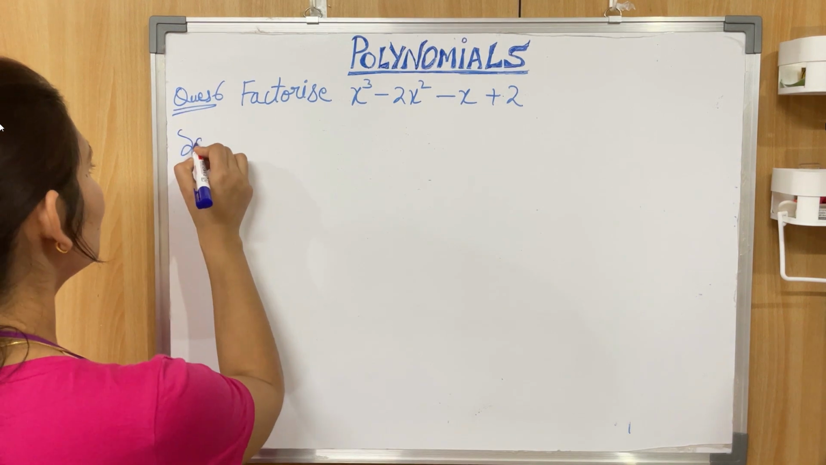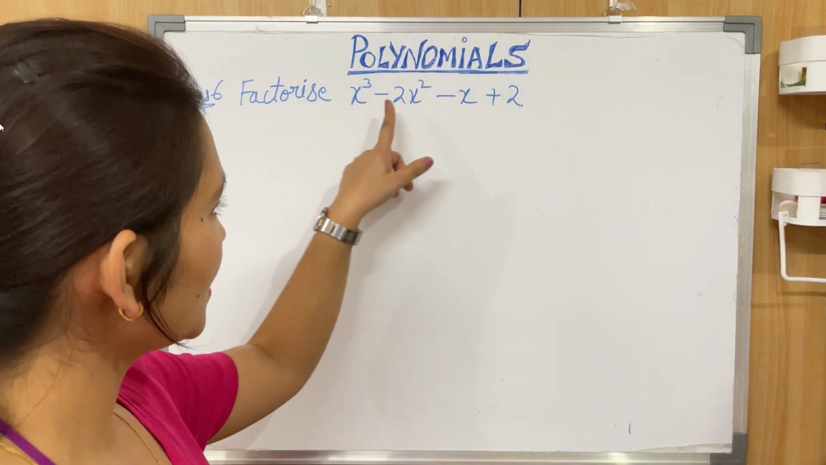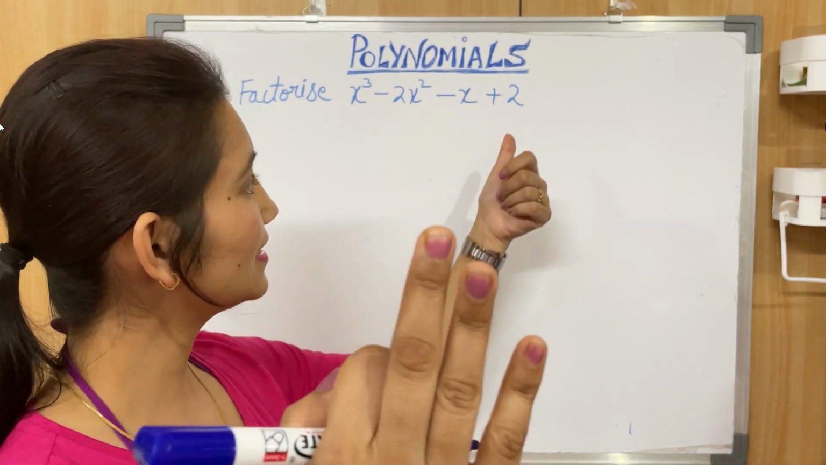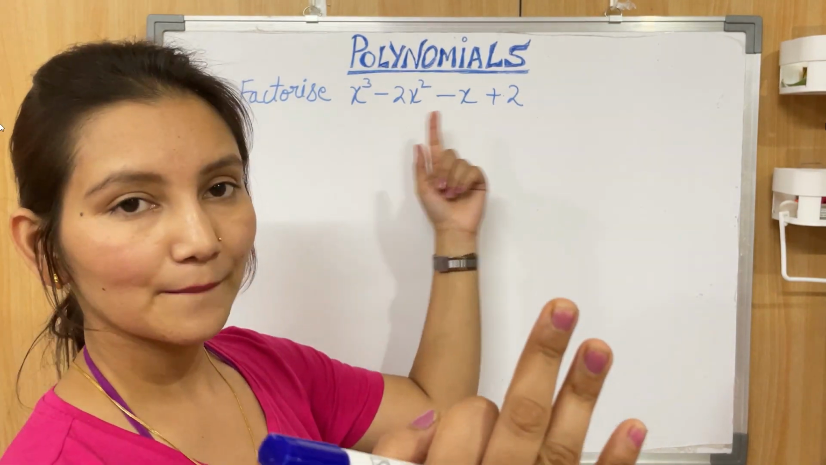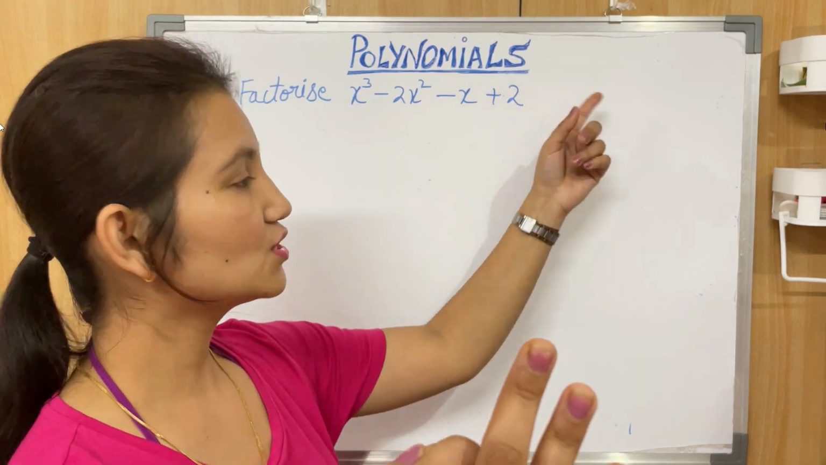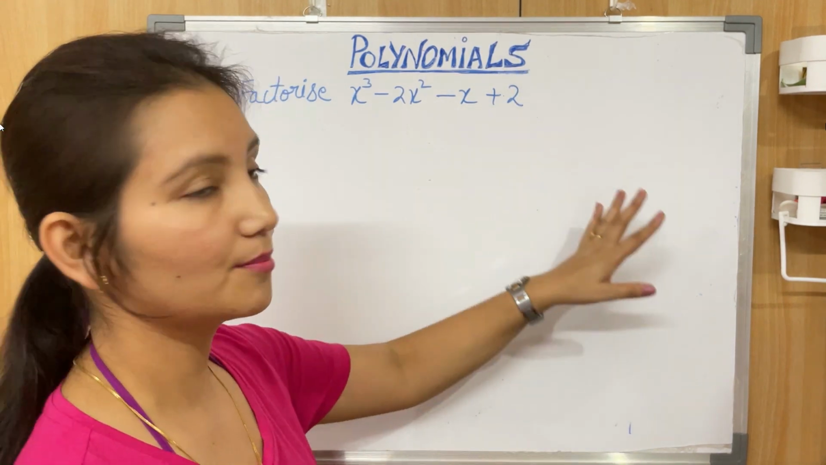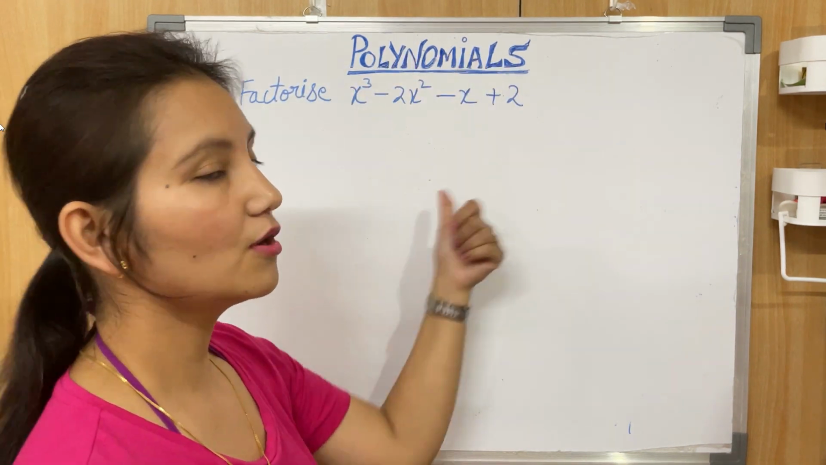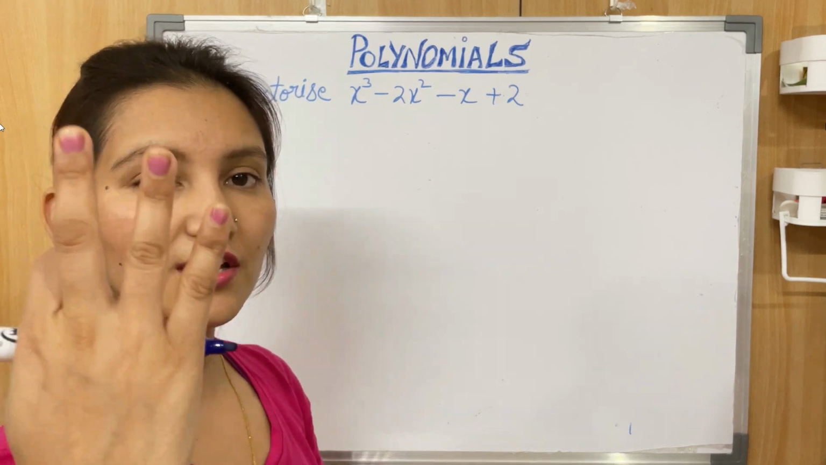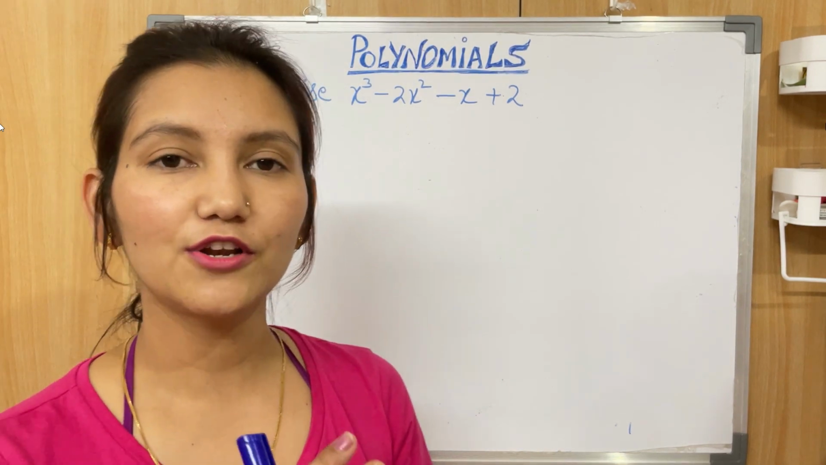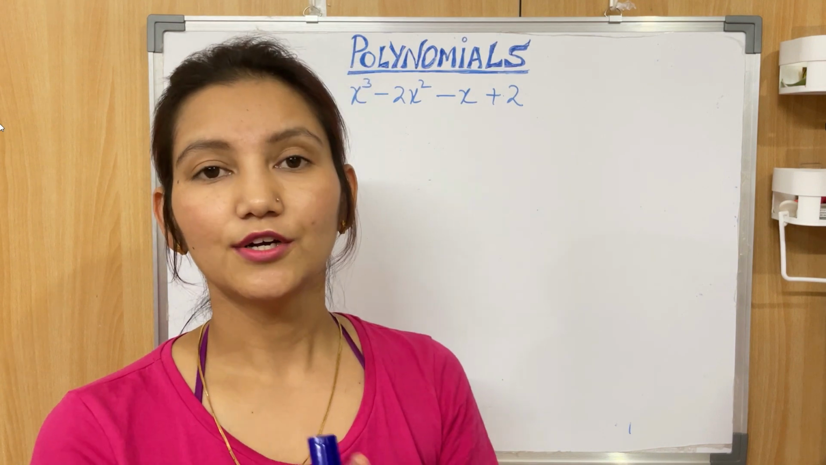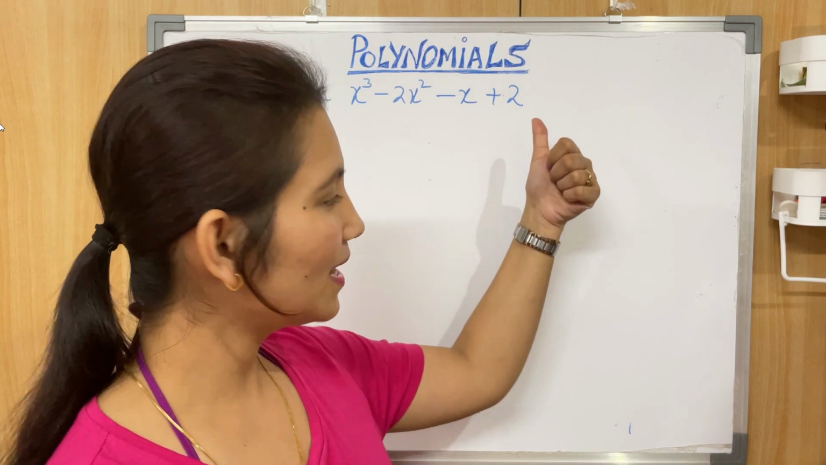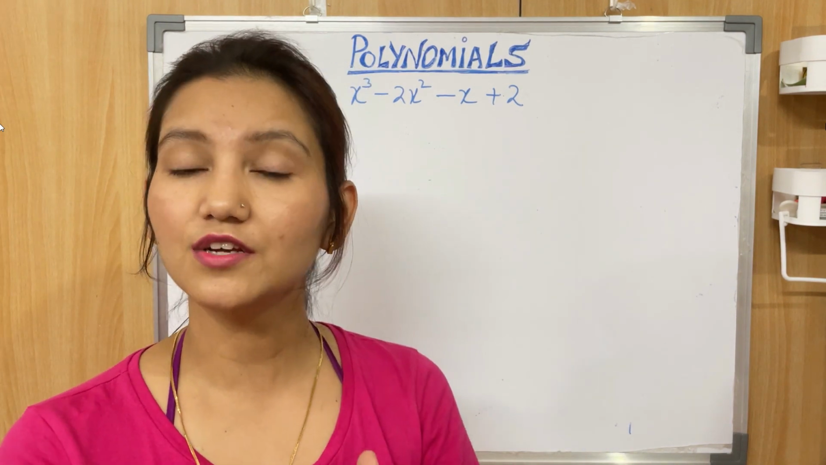First of all, as you can see, it is a 3-degree polynomial. It is not an equation, because there is no equal to sign here. So it is a cubic polynomial. A degree 2 polynomial can have at most 2 factors, and a degree 3 polynomial can have a maximum of 3 factors. So it will have 3 factors, and we need to find those 3 factors.